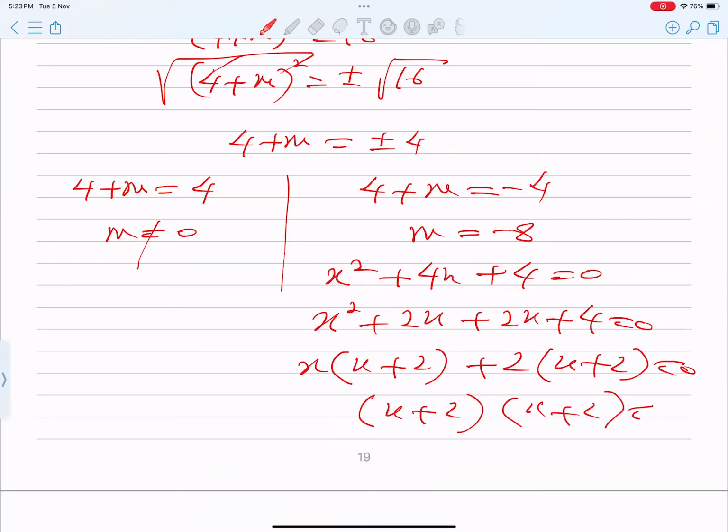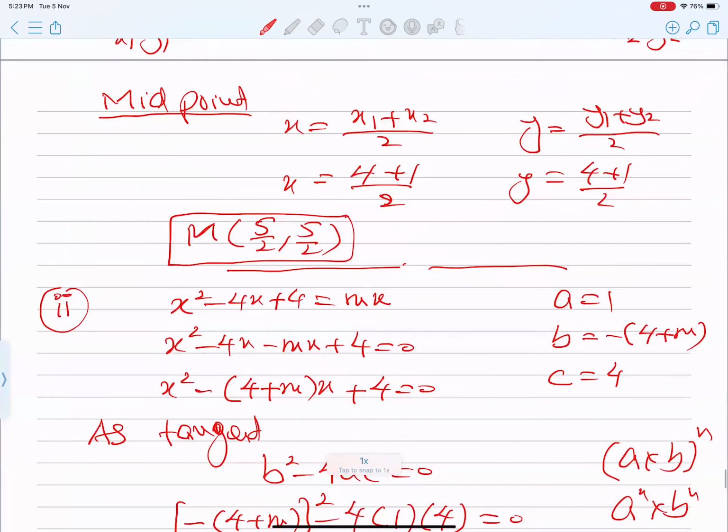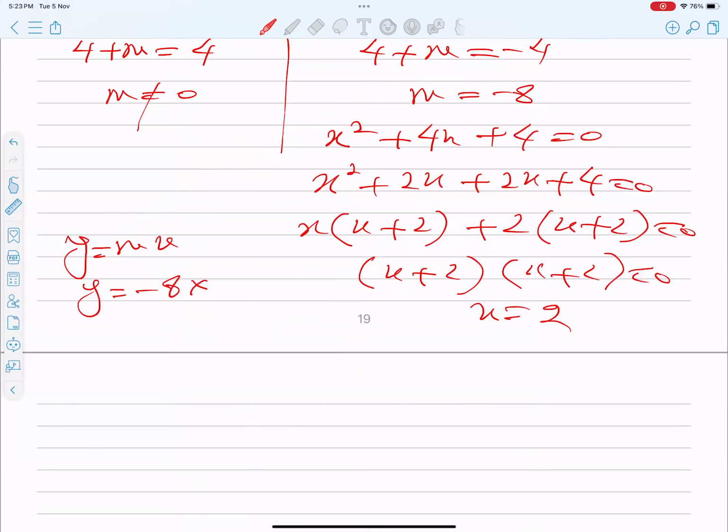And look, I got the same answer repeating. How to get the y value? I can get it from any one equation. So I plug in y equals mx. M is this, x is this, over. So I'm going to write negative 8 into 2 and y equals negative 16. So the answer turned out to be (2, negative 16).